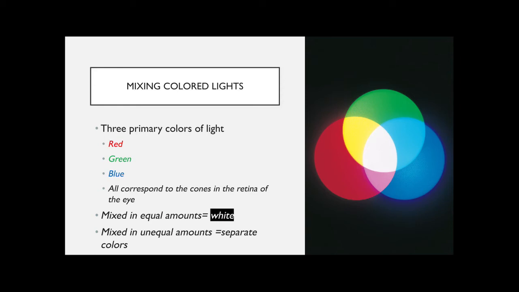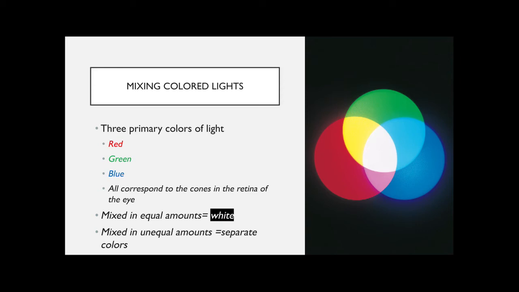If you mix these 3 colors of light, red, green, and blue, in equal amounts, they have to be exactly equal, you are actually going to produce white light. So you can look in the diagram, you can see how the red, green, and blue light, when they are in equal amounts mixed together, in the middle you have white light.